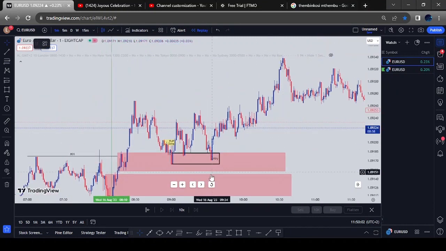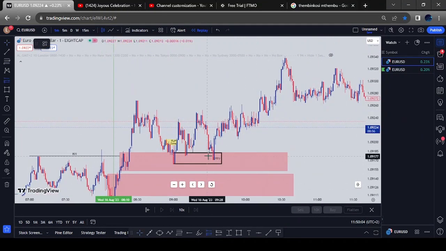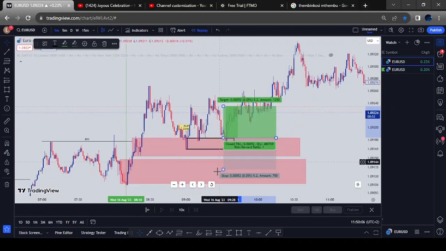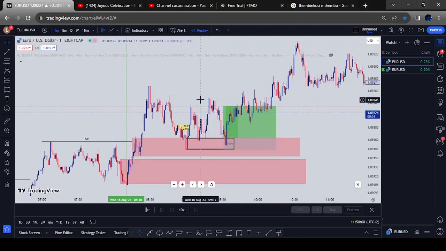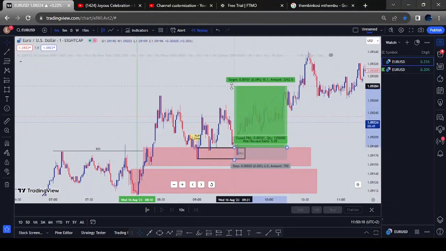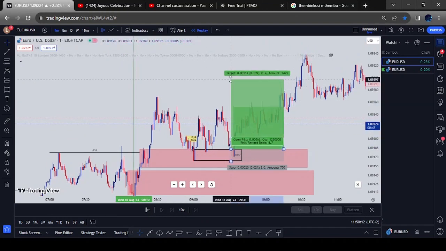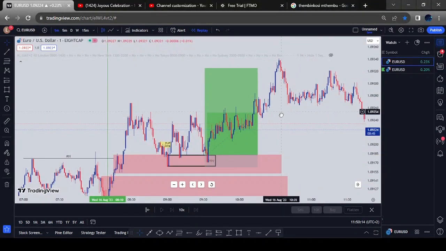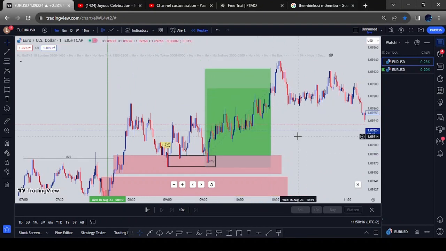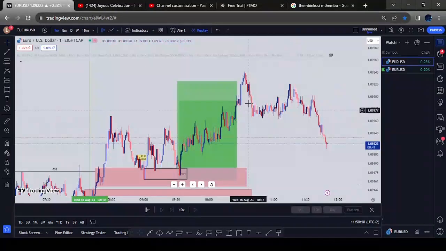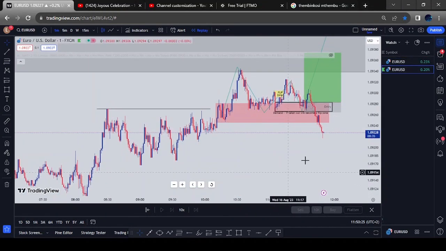And price gave me a very nice reaction here. We got more than 1 to 4 RR on this particular trade. It went 1 to 5, 1 to 6 even. But I went out. So when I came back, price was already starting to push down over here, like it is right now. So I ended up taking some partials.